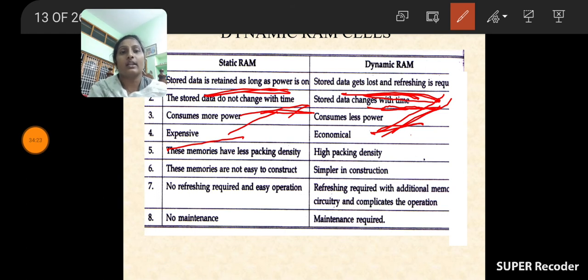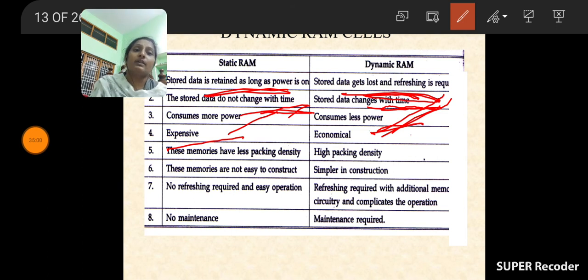And see, static RAM memories have less packing density, but dynamic RAMs have high packing density. And while coming to the static RAMs, memories are not easy to construct. Why? Because these are permanent memories. So while designing these RAMs, proper care is very, very important. Why? Because it is considered as permanent memory. If we save the data in this RAM, if the data is erased, then we are facing so much problem. Okay, so while constructing the static RAM, much care and precautions are very, very important.